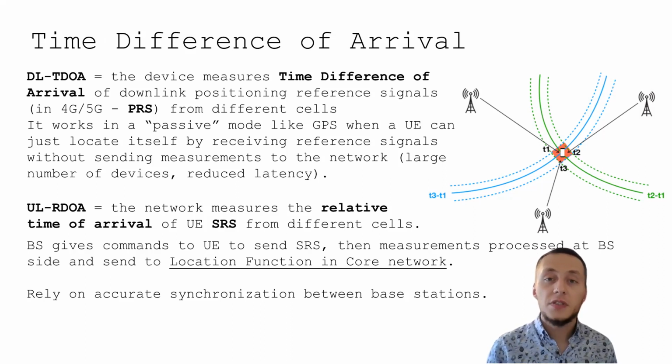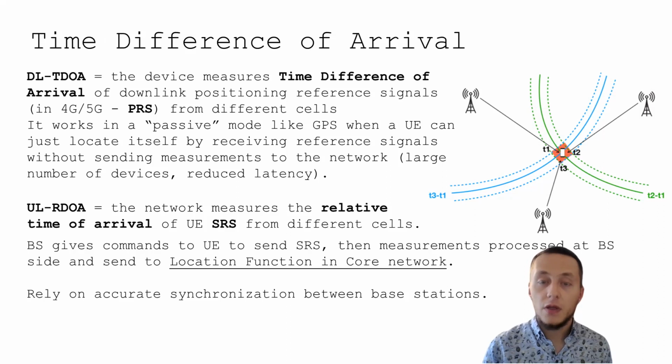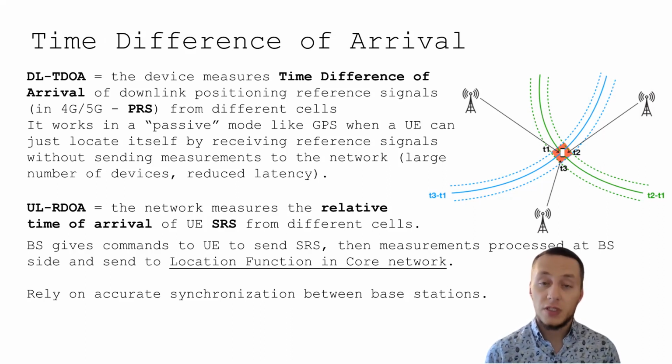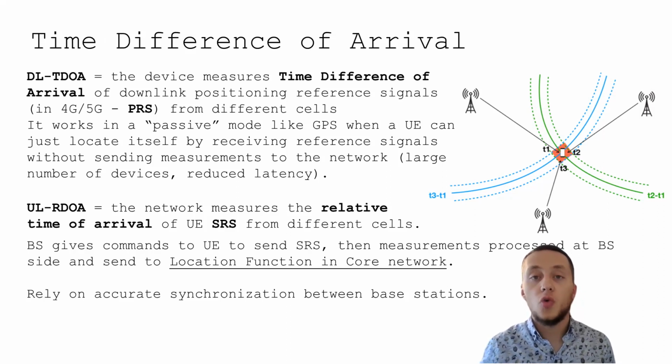And another method, the same in uplink, is relative time of arrival. User equipment sends a sounding reference signal to different cells, and the base station gives a command to configure those sounding reference signals in a special way, then receives those signals from the user equipment device. Measurement only happens on the network side, then the measurement results go to the location function in the core network.